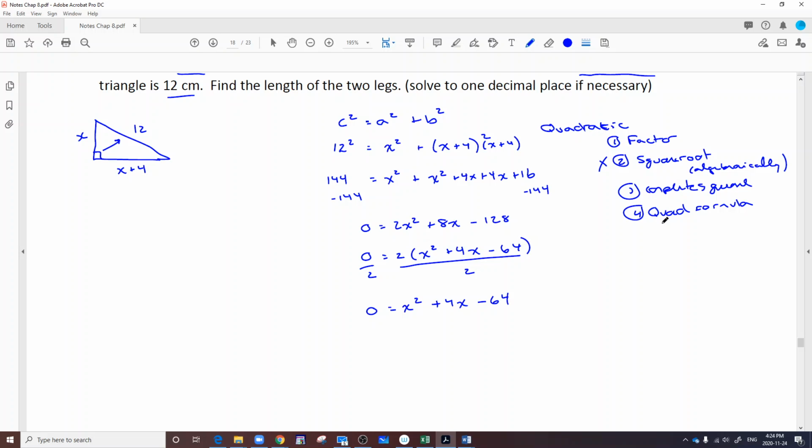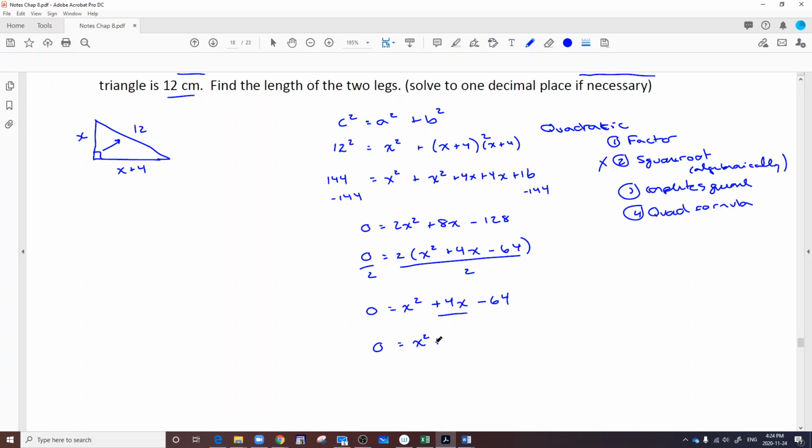Now that's personal preference. I find completing the square easy when my b term is divisible by 2. So see how this is a 4? As long as this is an even number, I will always complete the square. It's quicker than using the quadratic formula, but some people are scared of completing the square, so you can always use the quadratic formula. So feel free, choose your method. You can plug it into the quadratic formula or complete the square. I'm going to do this by completing the square.